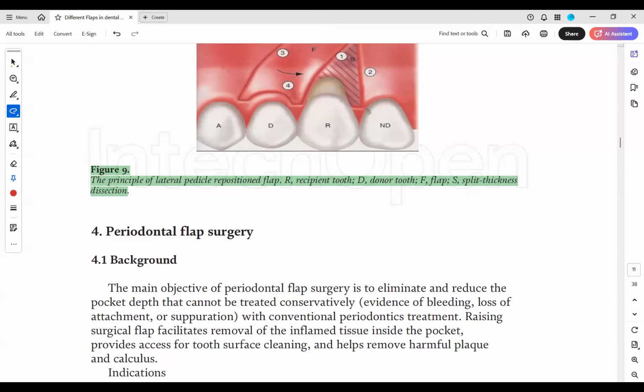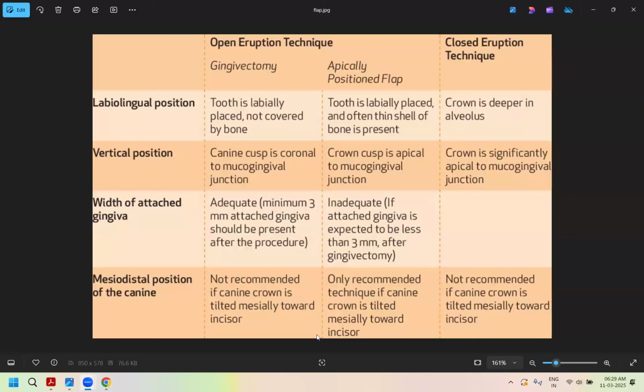And in apically positioned, it is labially placed, but there is still, okay, you're not seeing the table? Wait.